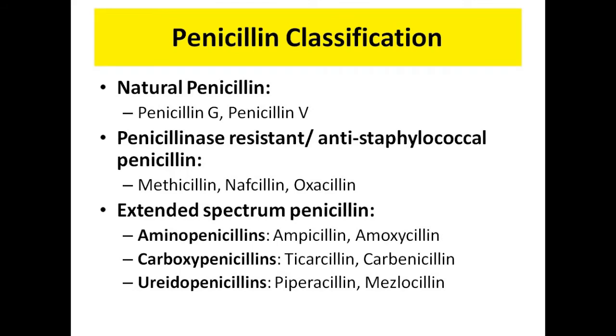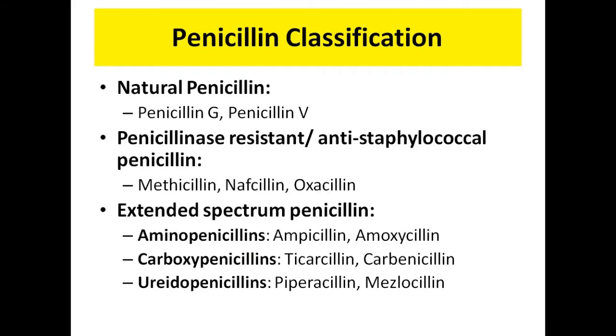Penicillin can be classified into various categories, including natural penicillin, which includes penicillin G and penicillin V. The next group is penicillinase-resistant or anti-staphylococcal penicillin, which includes methicillin, nafcillin, and oxacillin. The next group is extended spectrum penicillin, which includes aminopenicillins like ampicillin and amoxicillin, and carboxypenicillins like ticarcillin and carbenicillin. Similarly, ureidopenicillins like piperacillin and mezlocillin.